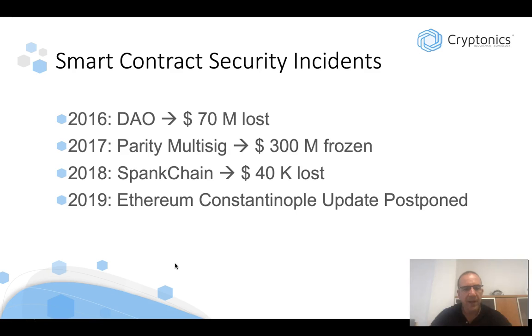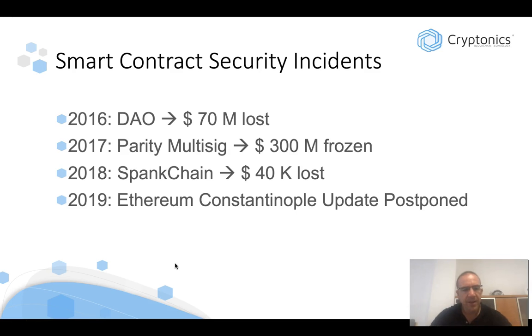I listed this Spunk Chain incident here in 2018, at the end of last year, where only $40,000 were lost. I still listed it because it's interesting that it was a reentrancy attack again. The vulnerability there was exactly the same vulnerability that was already present in the DAO attack more than 2 years earlier. I just listed it to show that we haven't really learned much in terms of how to write secure smart contracts.